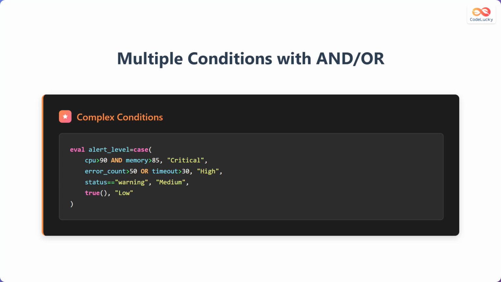The case command becomes even more powerful when handling complex conditions with logical operators. In this alert level example, we combine multiple conditions using and or operators. The first condition checks if CPU is greater than 90 and memory is greater than 85, resulting in critical status. The second condition uses or logic. If error count is greater than 50 or timeout is greater than 30, we assign high status. This demonstrates how you can create sophisticated conditional logic in a single expression.